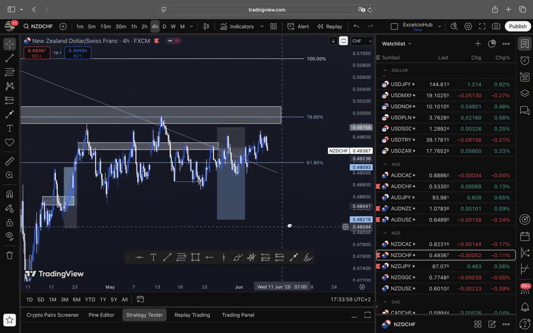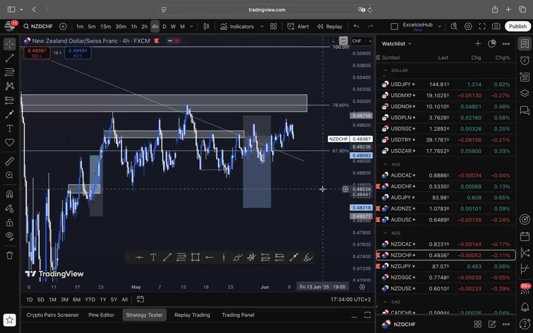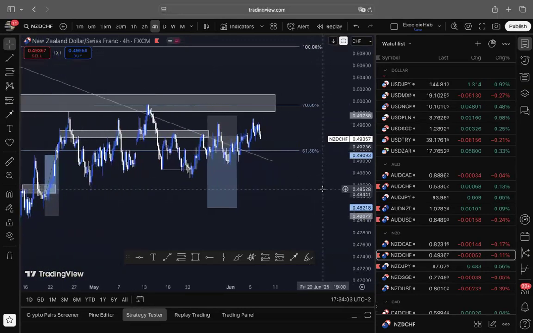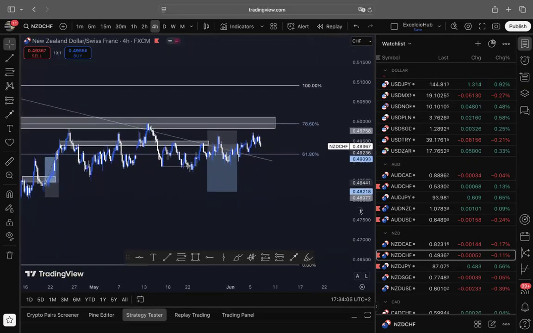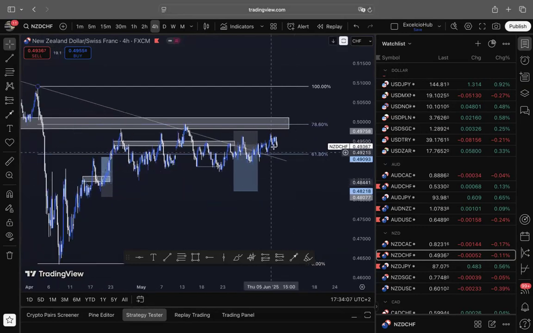I hope this will drop in the upcoming week. So it'll probably be, if CHF strengthens, that's a good scenario where we have USDCHF dropping.